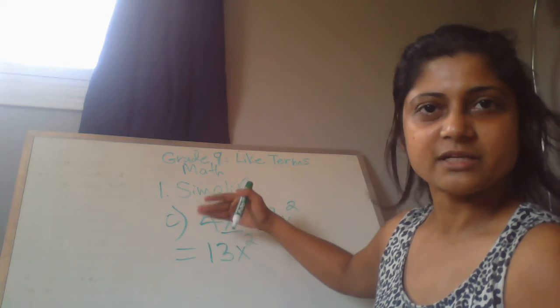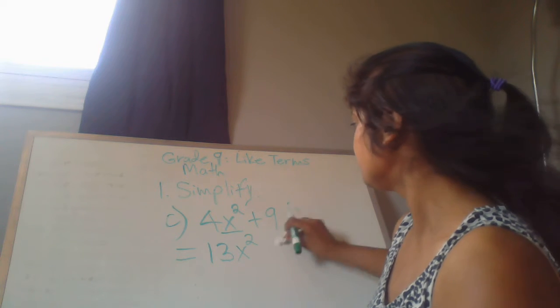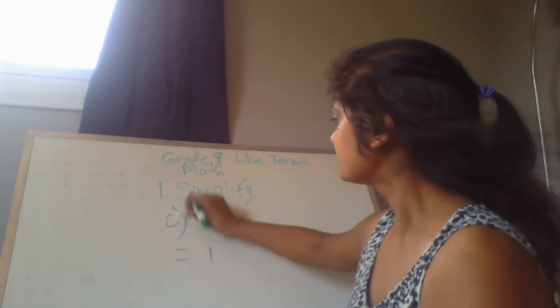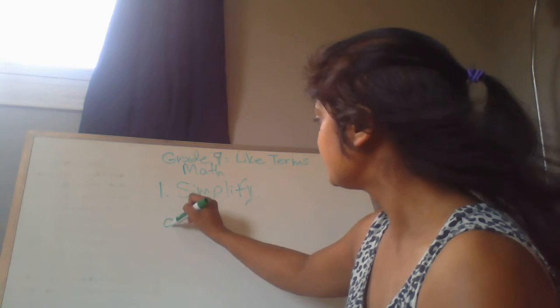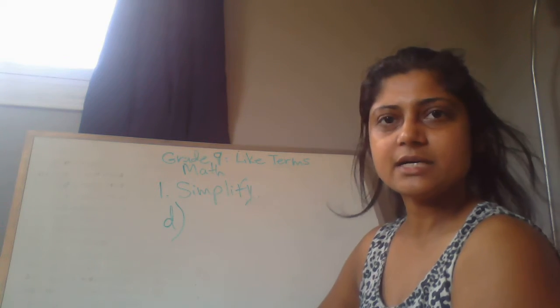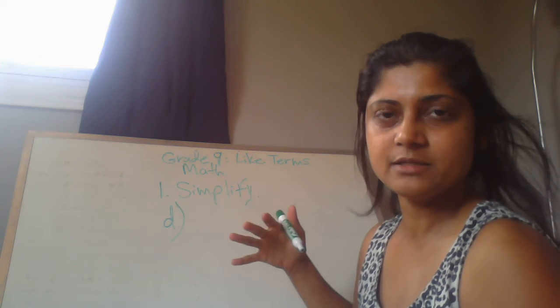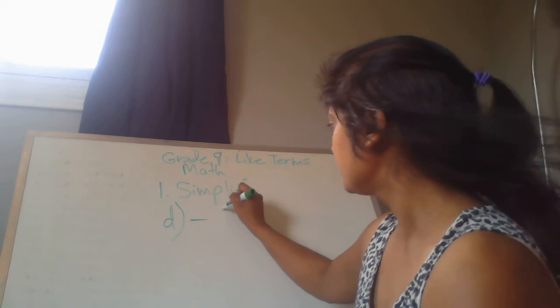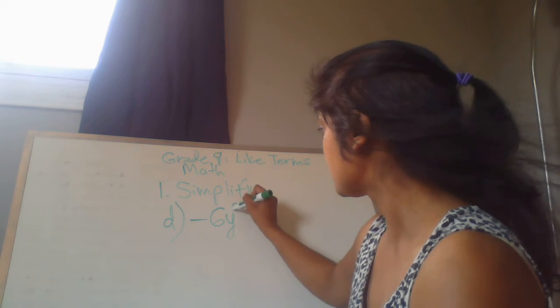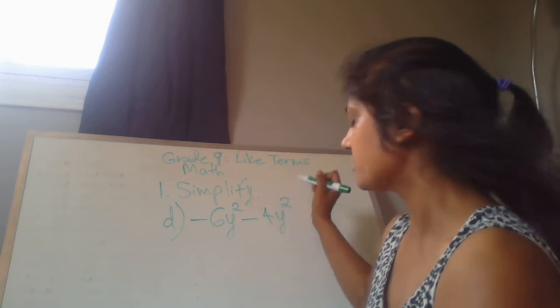Alright, I think I'm going to just write at the top of the board here. Let's take a look at one more example. We're going to make this 1D. Let's take a negative number. Again, the teacher might try to trick you by using negative integers. We're going to do 6y squared minus 4y squared.